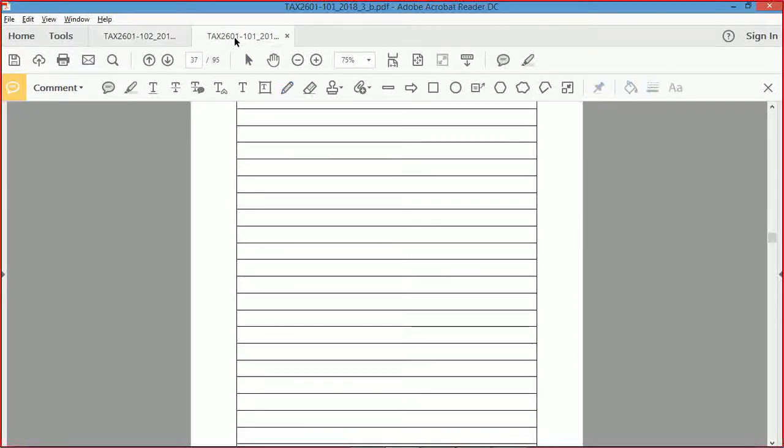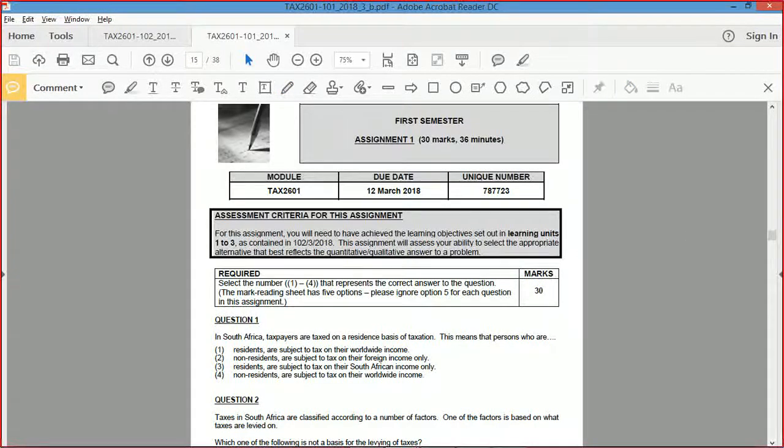I want to quickly go through the assignment. Assignment number 1.